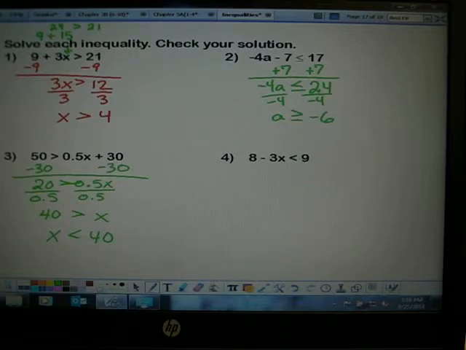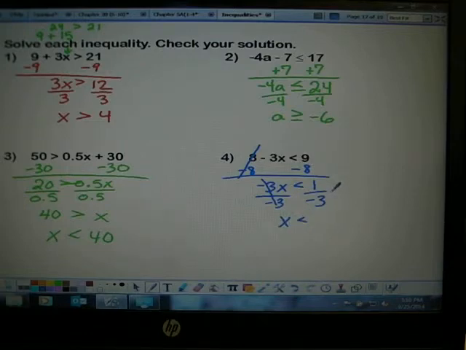Number 4 here, we're going to subtract 8 from both sides because the 8 is a positive value. So that cancels out there. You're left with negative 3x is less than 1. Divide both sides by negative 3. Cancels that out, and x is less than, oops, wait, we got to switch that around. We divided by a negative, so we got to switch that to a greater than sign. And that negative 1/3, I like to put the negative in front, but you can keep that negative in the denominator also. It doesn't matter where that negative sign is.